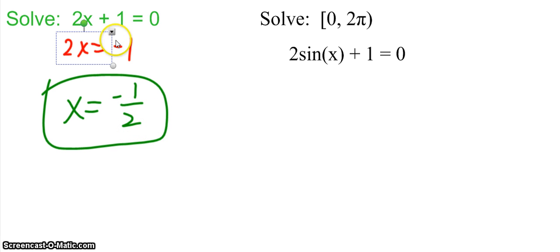So how do we do that? Well, subtract the 1, divide by 2, right? Really basic algebra, solving a linear equation. So why did I put that here? Well, what do you think we're going to do first when we're solving a trig equation? We're going to try to isolate the trig function. So I'm going to subtract the 1, and then I'm going to divide by the 2.